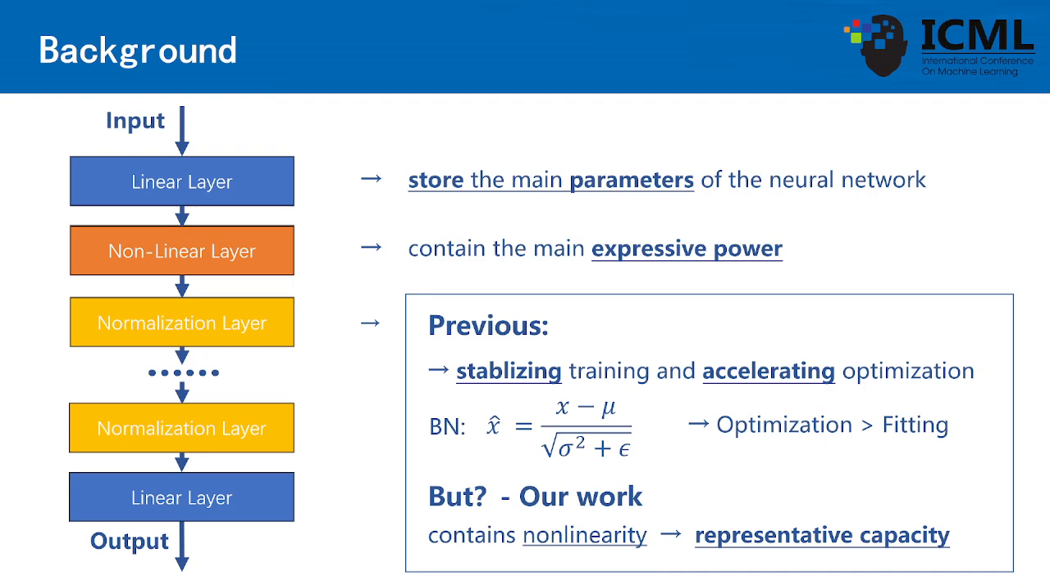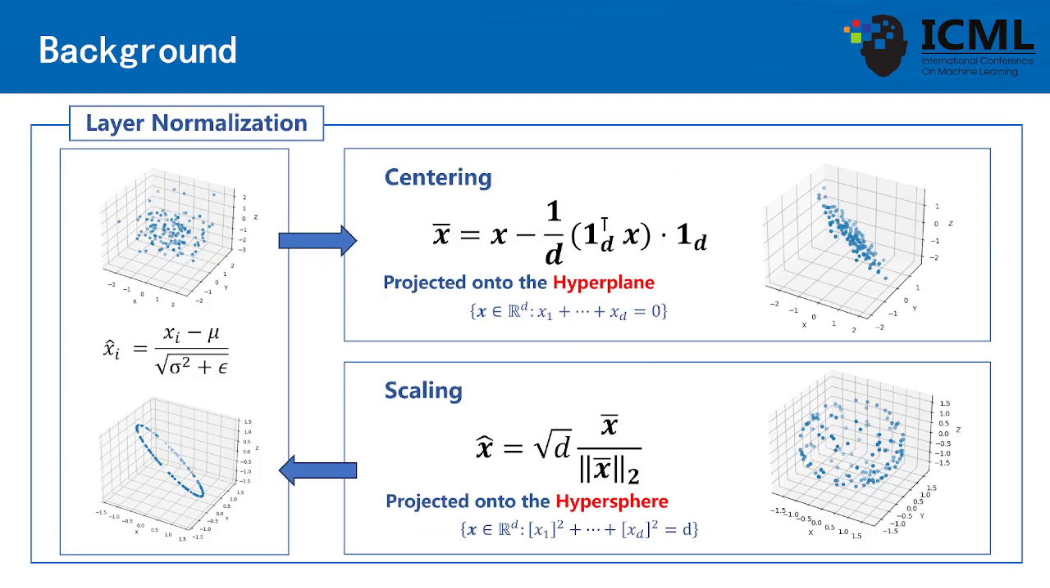For a long time, it is believed that normalization layer helps reach a better performance due to its advantage in optimization rather than fitting. However, in our new paper, we find that layer normalization contains nonlinearity indeed. Further, we figure out that a neural network can classify any given samples with layer normalization and linear layers only.